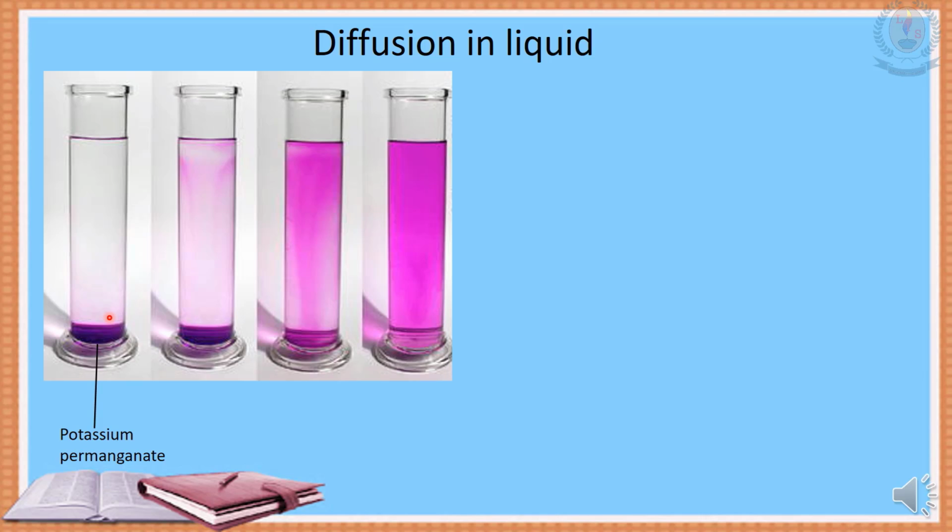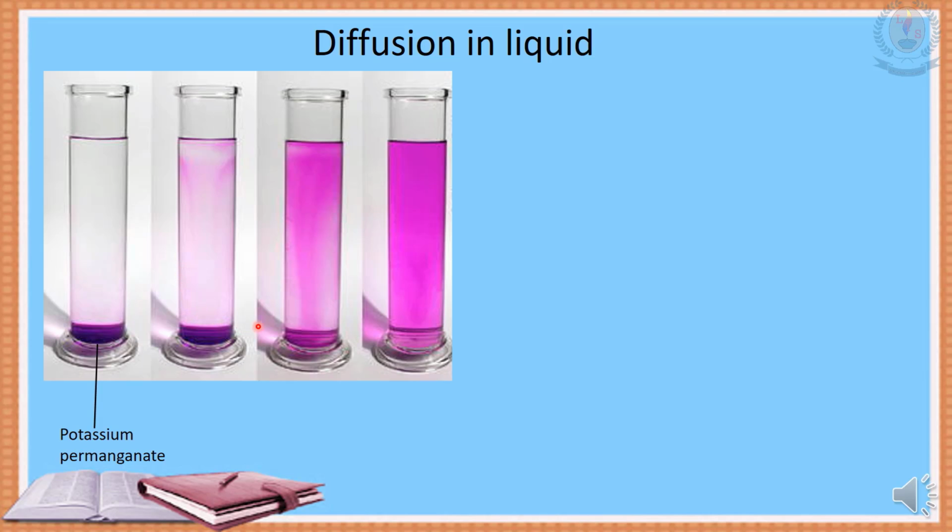Gradually you can see the color of the potassium permanganate is purple. The water doesn't have any color. Now gradually you can see that earlier at the bottom the dark purple color is there. Why is that? Here the amount of potassium permanganate particles is high, and gradually this darkness is decreasing, and you can see the upper area getting purple.